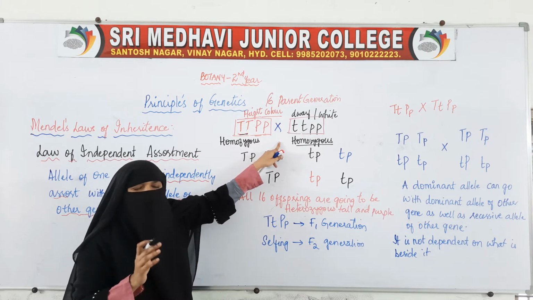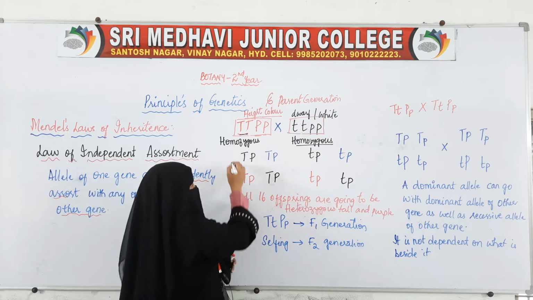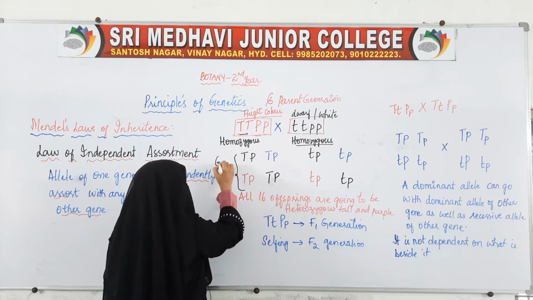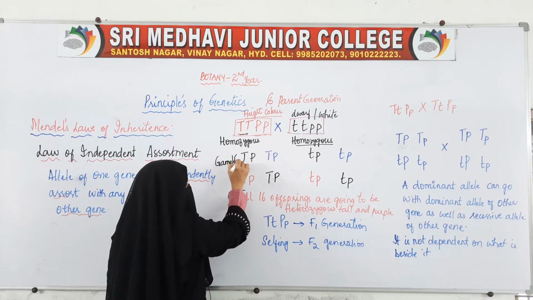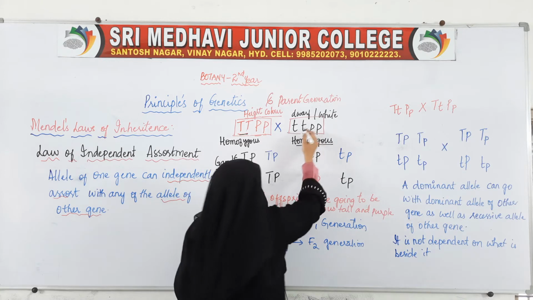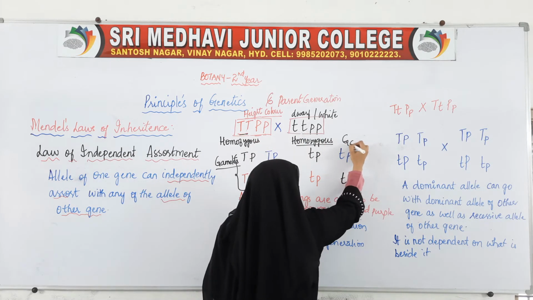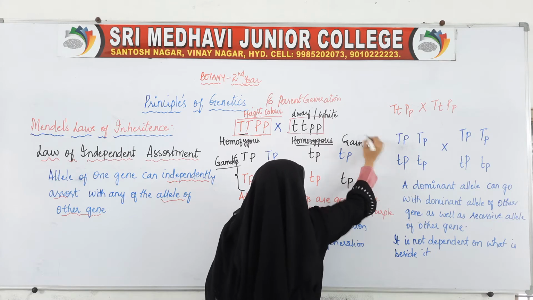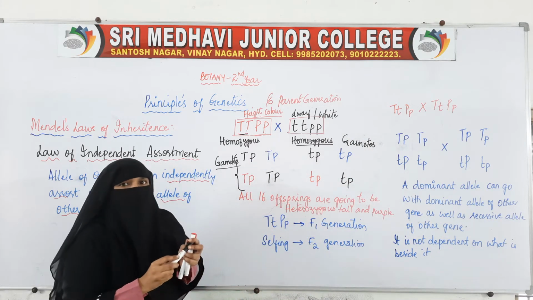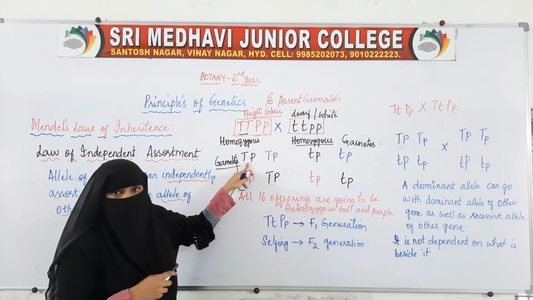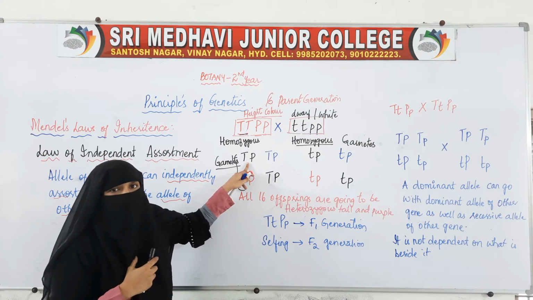Sorry, not zygote, these parents will produce gametes. So these are nothing but gametes. These are the gametes of this plant and these are the gametes of this plant. Let us see how these gametes are formed.